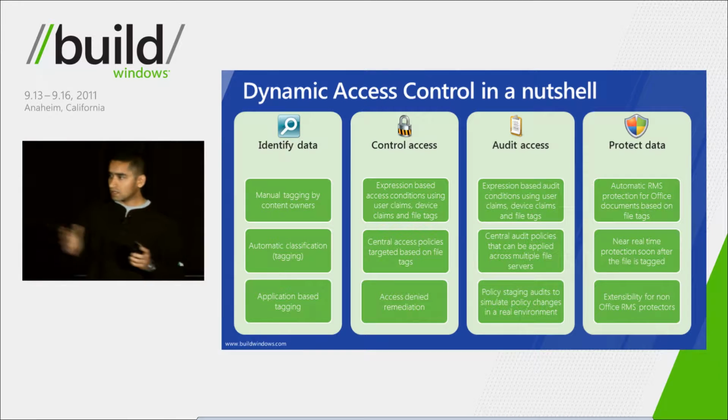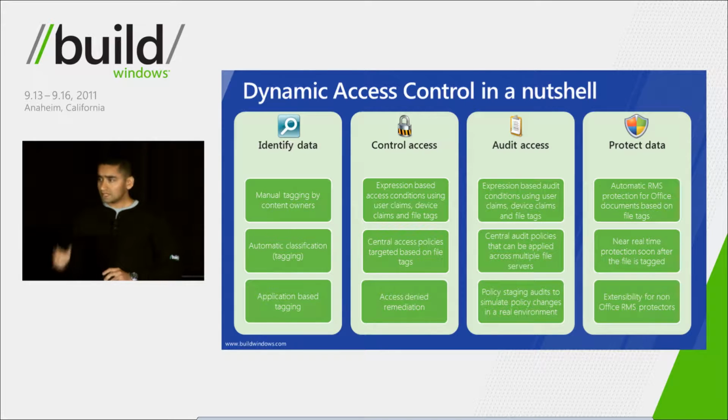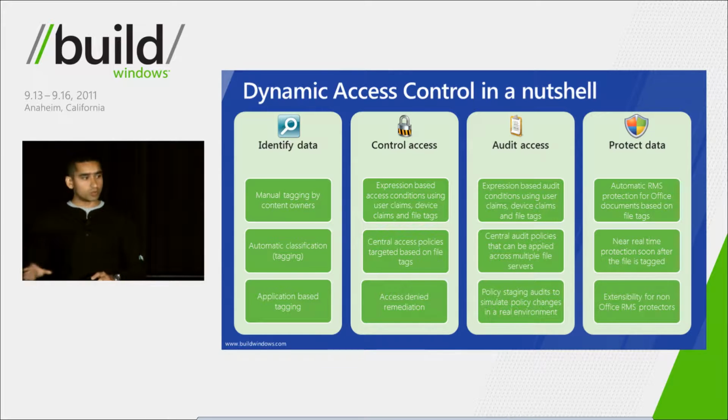Now, there are 4 key aspects of dynamic access control. Identifying data, where you can tag your data either manually or automatically. Then you use that information and create rich access control policies. Now, on top of that, we've added a new feature called central access policy, which makes it easier for you to push enterprise-wide access control policies onto your machines. You can leverage the same expressions in auditing access to your files. And the last column, which is something that we're not going to cover in great detail, deals with encrypting your data based on data classification.